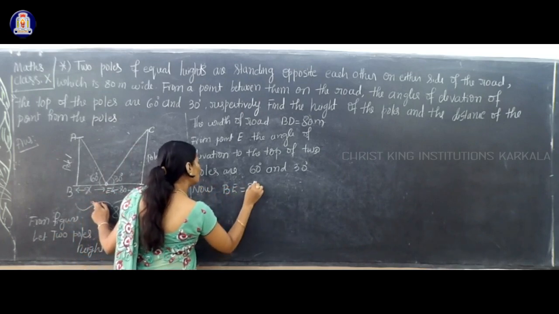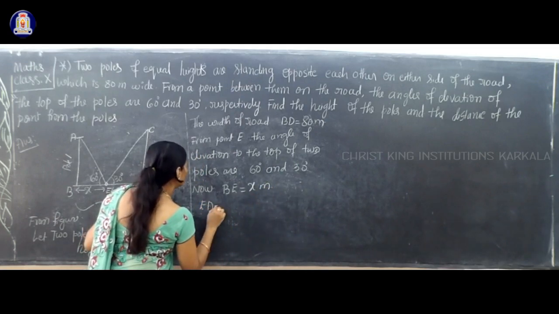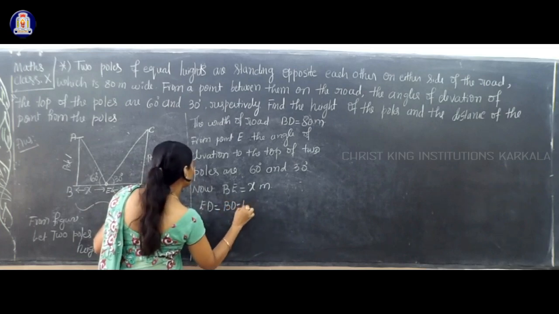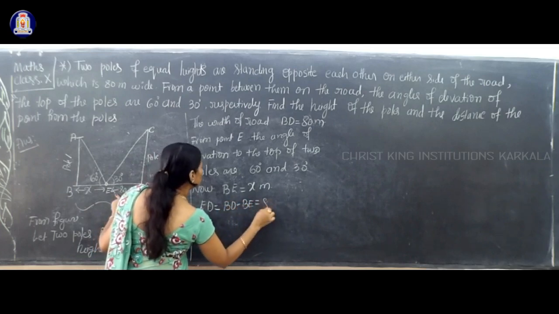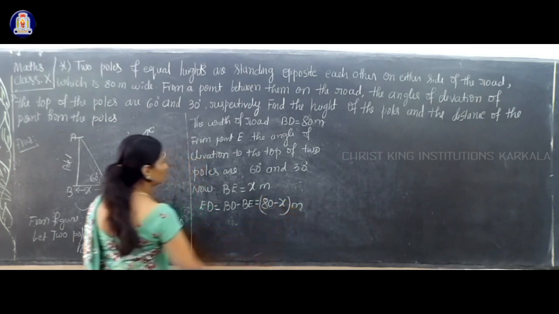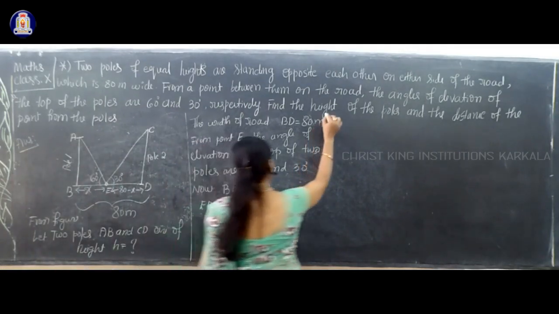Now, what is your BE? BE is equal to x meter. So what is your ED? It is BD minus BE. So it is equal to 80 minus x meter. I explained with the example. Now, next apply the triangle.